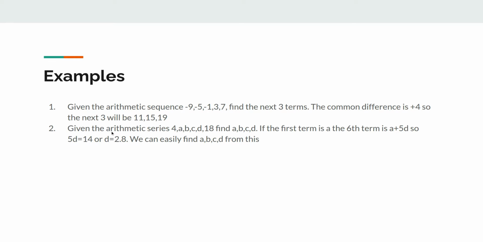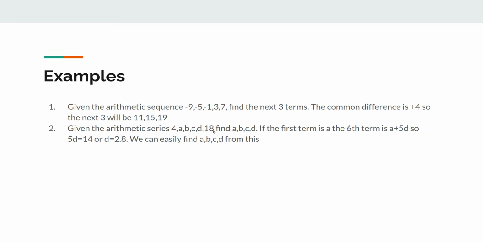And then here's another example. Given the arithmetic series or sequence, whatever: 4, a, b, c, d, 18. Find a, b, c, d. So the first term is a. Even though it's 4, I'm just assuming it's some other variable. Let's just say x, okay?